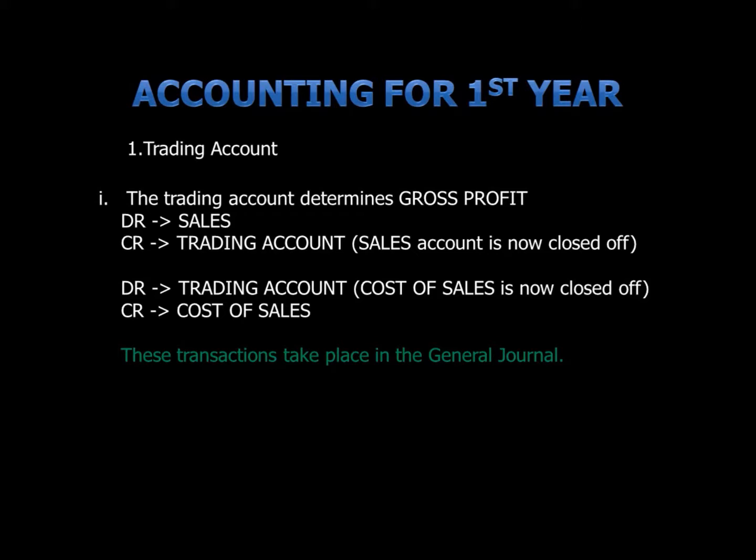Then we need to close off the cost of sales account. Cost of sales is an expense which increases on the debit side. So in order to close off this account, we will enter the value on the credit side. This value is then transferred to the debit side of the trading account. The cost of sales is now closed off. These transactions will all take place in the general journal. The balance of the trading account, which is sales less cost of sales, will now show us what the gross profit is of the business for the period concerned.